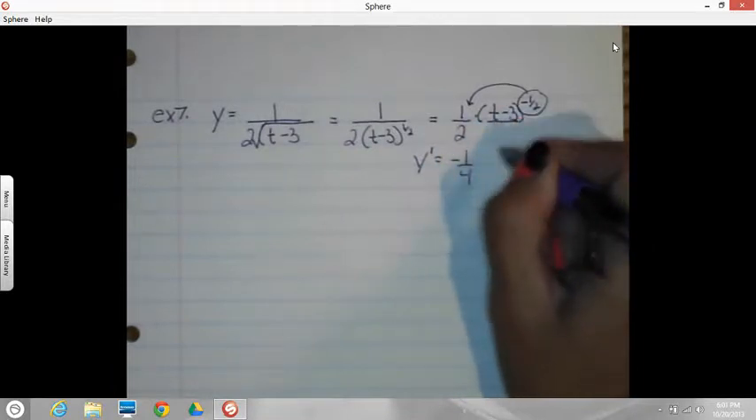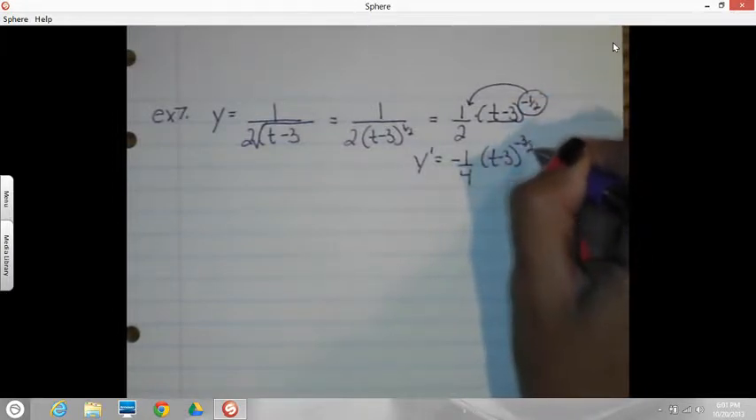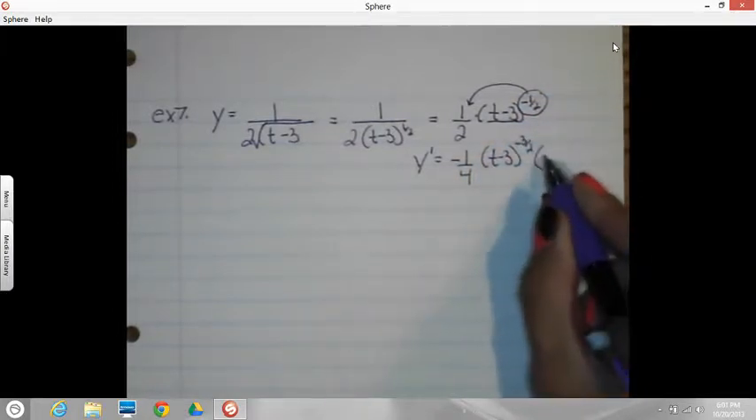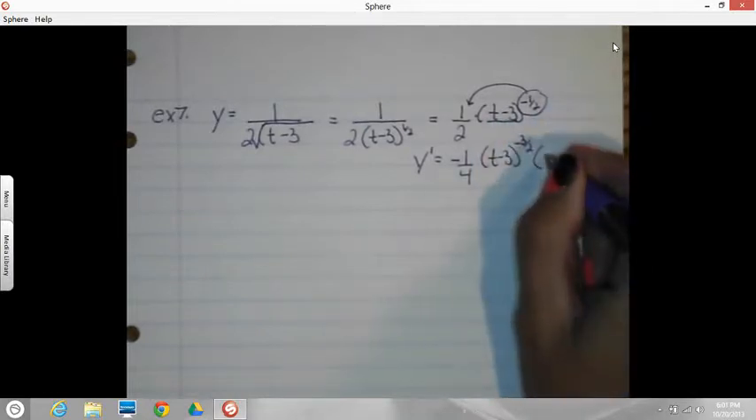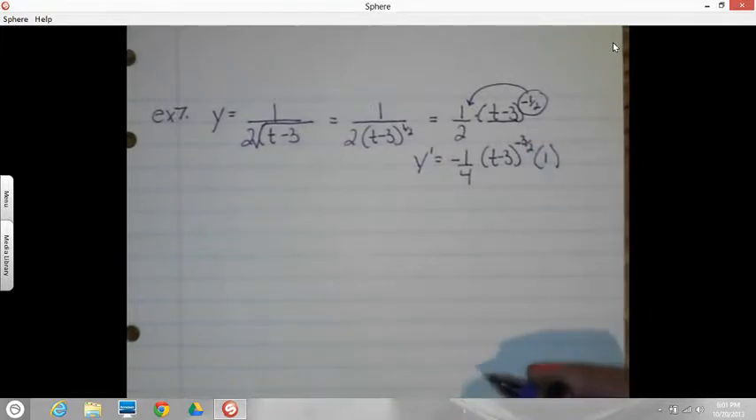The inside stays the same. Subtract 1 there, I'm going to have negative 3/2, times the derivative inside. The derivative of t is 1. Derivative of minus 3 is 0. So I didn't even need that. So there's my derivative.